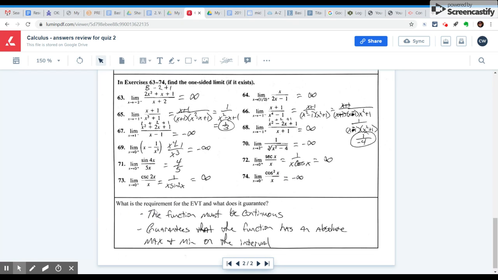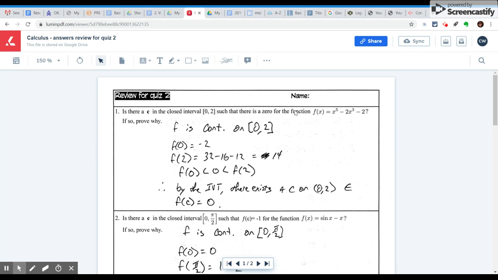And finally, what is the requirement for the EVT and what does it guarantee? The requirement for the EVT is that the function must be continuous, and it guarantees that the function has an absolute max and an absolute min on the interval. So there are your answers to review for quiz 2.